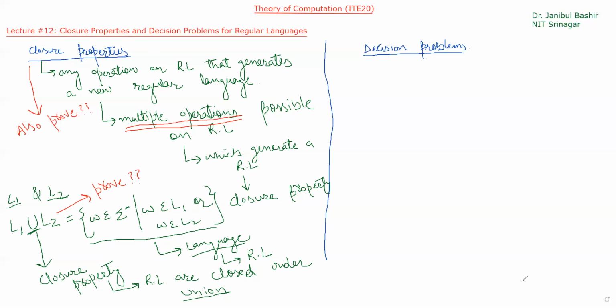And the second part of the lecture, as I said, will be the decision problems. These are some of the problems, or we can say some of the questions that can be asked on regular languages. And the answer to these particular questions will be either yes or no. So this will be a decision problem.